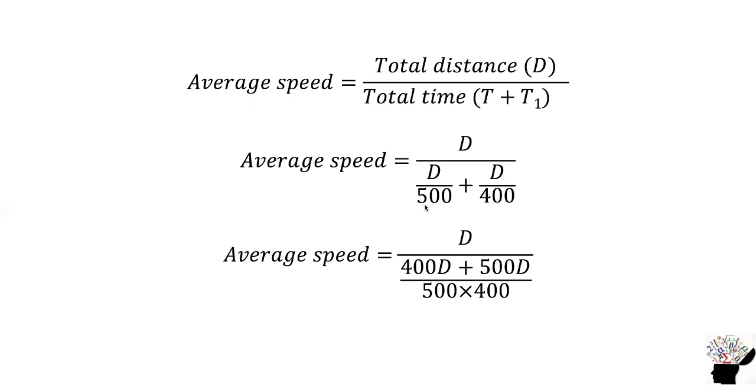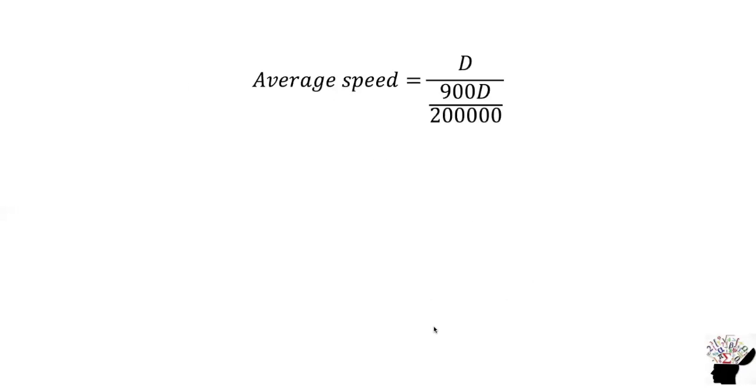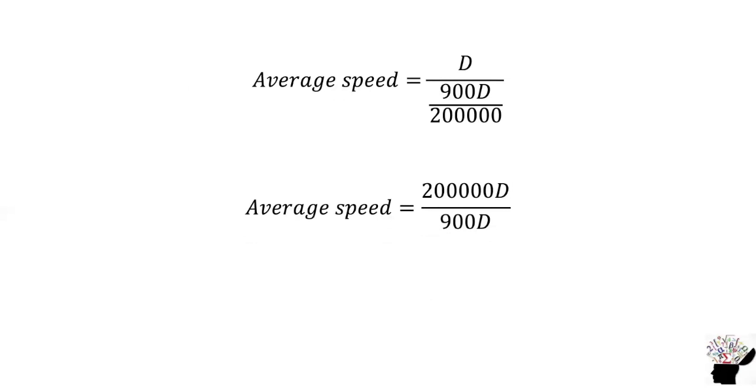So from here, we can find the LCM and we get (400D plus 500D) divided by (500 times 400). From here, we can say the average speed will be D divided by 900D over 200,000. So from here, we get 200,000D divided by 900D. Then the final answer will be what? 222.2 meters per hour. So this is the average speed.